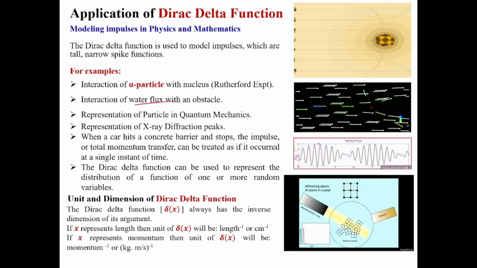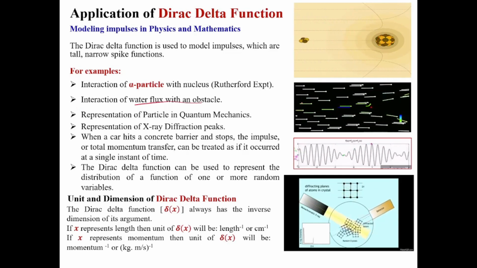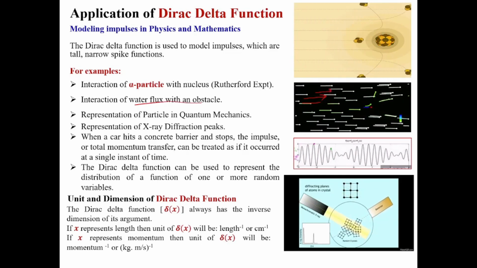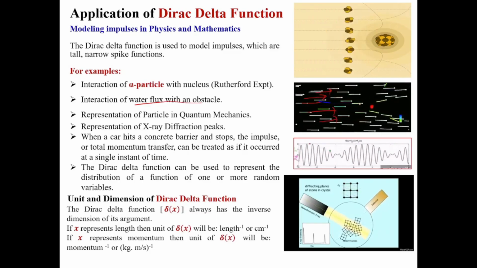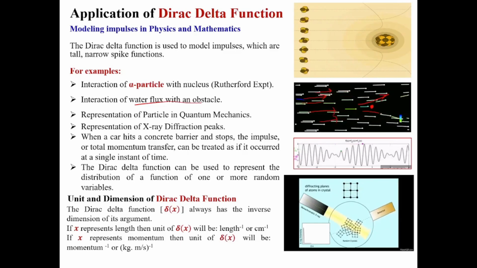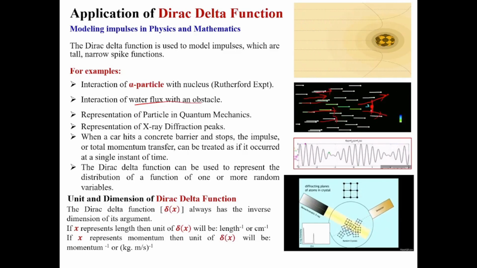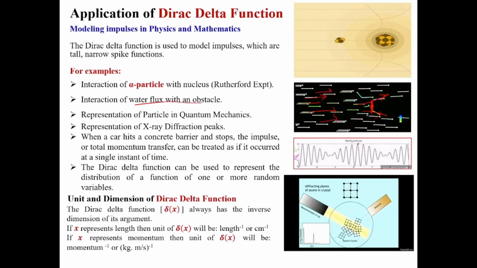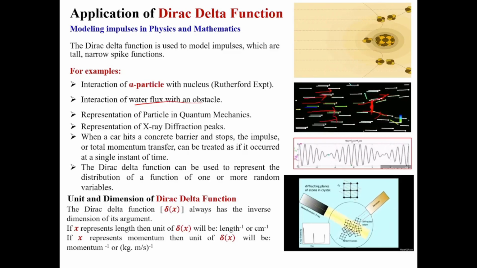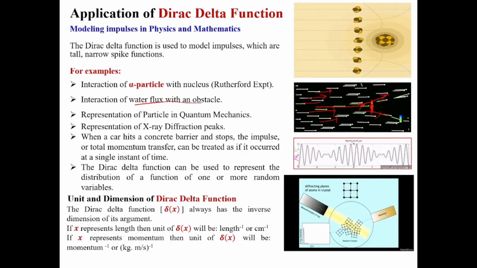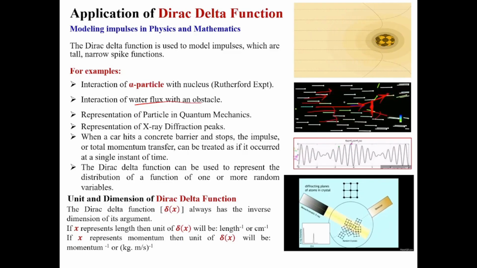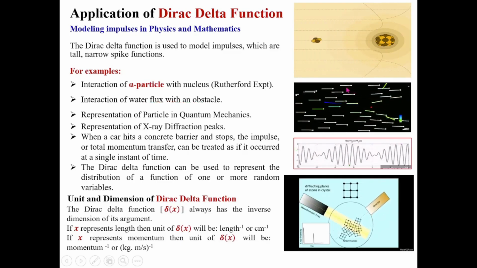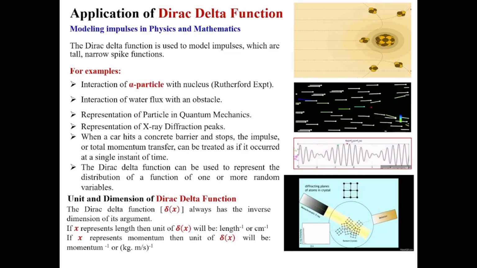Interaction of water flux with an obstacle. Here you can see the water flux moving slowly. When it interacts with an obstacle at this point, its path is suddenly deviated. So here one impulsive force we can imagine present, and the water particle interacted at this particular point and is scattered. This situation also can be represented by the Dirac delta function.